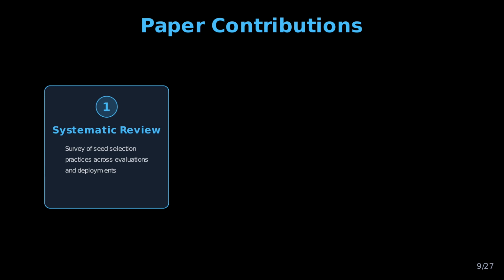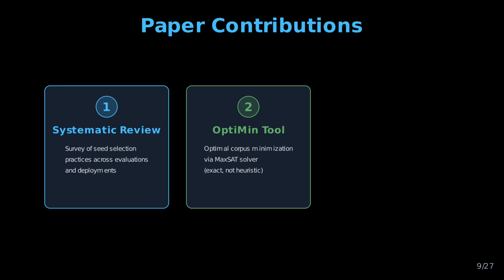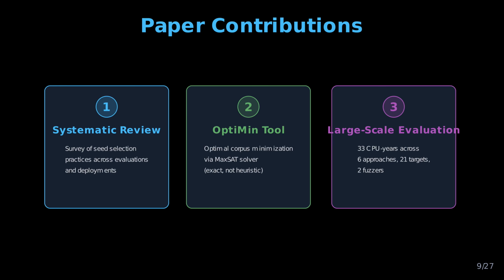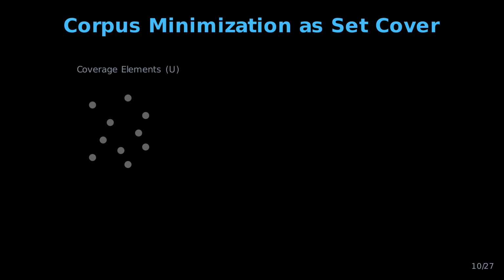So this paper makes three main contributions. First, a systematic review of seed selection practices across both academic evaluations and industrial deployments. Second, Optimin, a new corpus minimization tool that produces provably optimal minimum corpora using MaxSAT solving. And third, a massive empirical evaluation spanning over 33 CPU years, comparing 6 different seed selection approaches across 21 targets and 2 fuzzers. Now let's understand the theory behind corpus minimization.